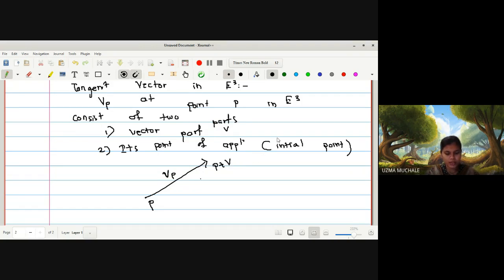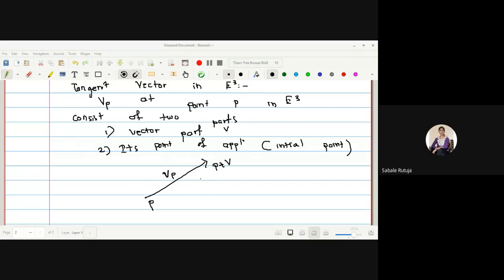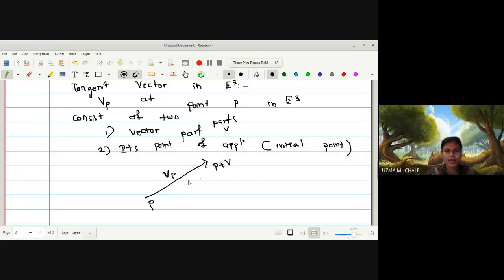The tangent vector to E3 at a point P is a directed line in the direction of a given vector V, which starts at P and terminates at P plus V. It will start at P and it will terminate at P plus V. Okay, have you understood what is a tangent vector? Yes, ma'am. Okay. Any doubt for the tangent vector?